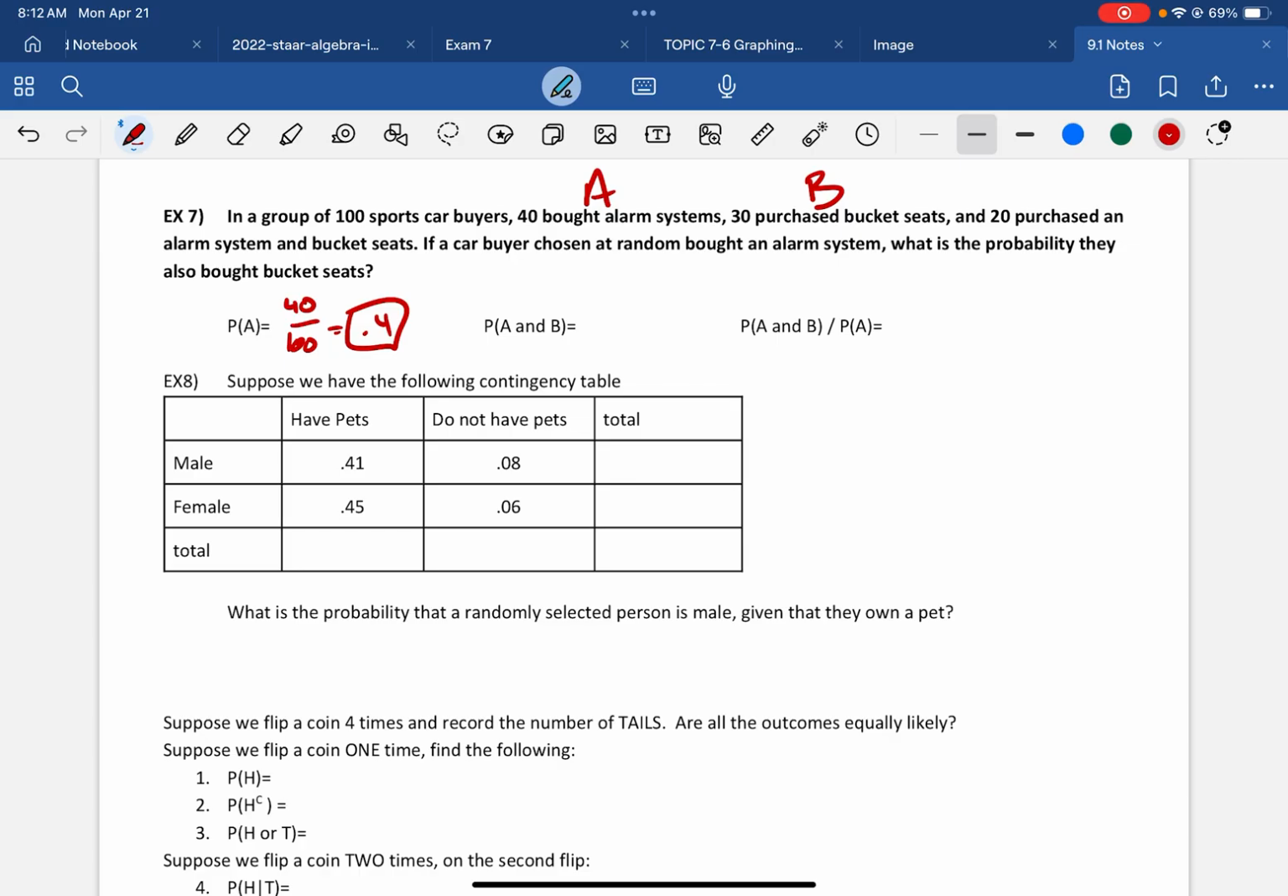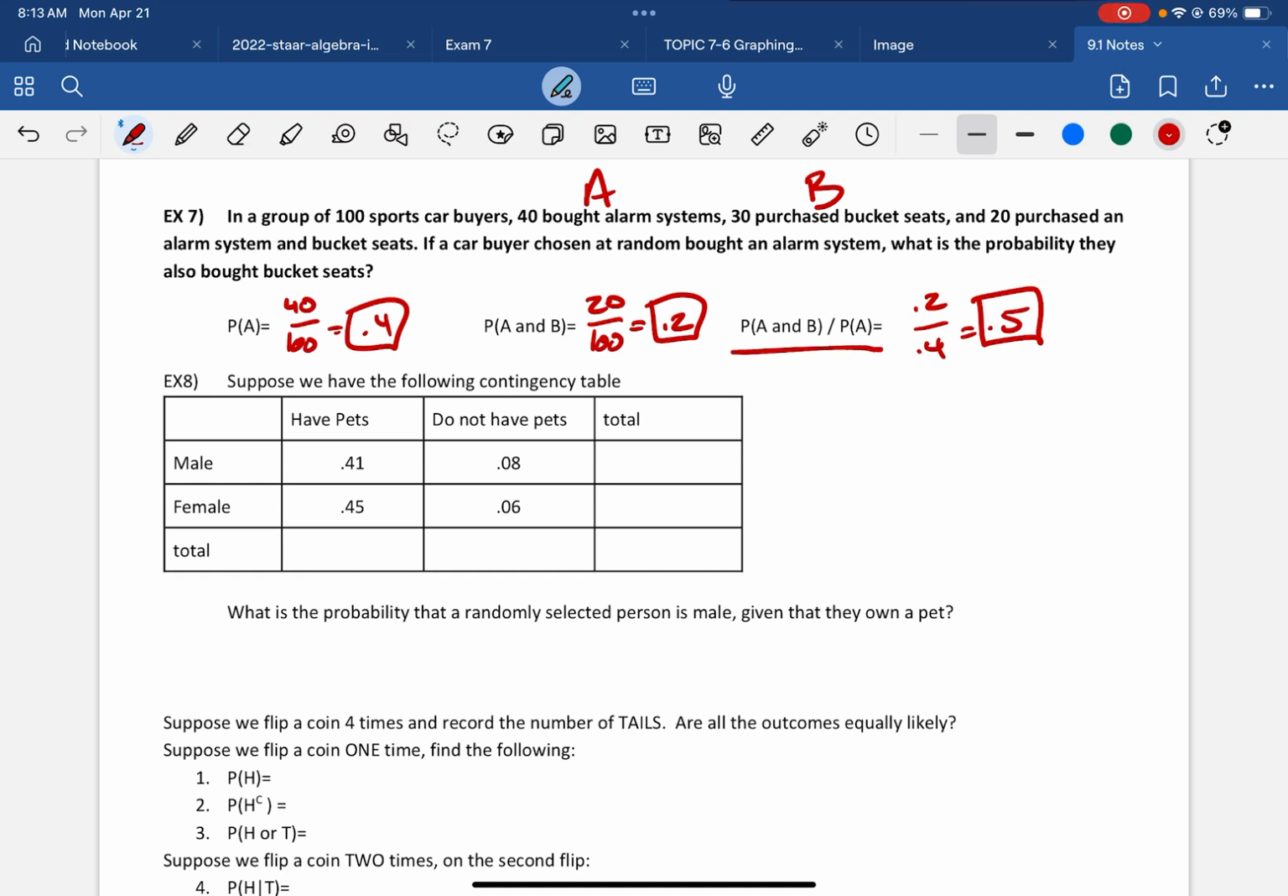The probability of event A and event B is 20 out of 100, which is 0.2. Okay, and then we take the probability of event A and event B divided by the probability of A. If I divide those, I get 0.5. Okay. All right. And that would be the condition that they bought bucket seats given that they bought an alarm system. That's conditional probability.